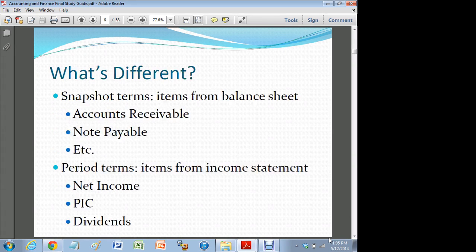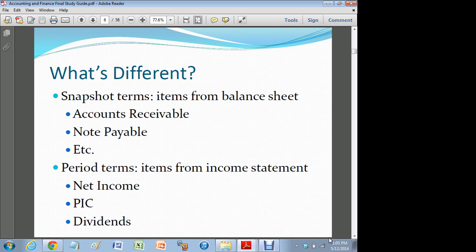So the idea we're trying to get at here is that some terms are snapshot terms. Everything on the first page is an item from the balance sheet: accounts receivable, note receivable, and everything from cash to note payable, and so forth. And then what we saw on the second page were items that you would see from an income statement, like net income, APIC, dividends, or the types of costs.